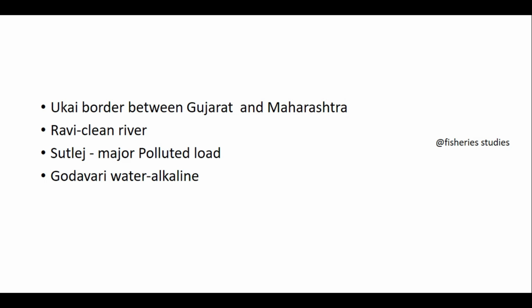Which is the cleanest river in the Indus system? Comparatively it is Ravi. Which river has more pollution load? Comparatively it is Sutlej. And interstate dams are most important. They have asked once a question like: what is the interstate dam among these? The correct option among them is Ukai. It is a major dam between Gujarat and Maharashtra. Godavari riverine waters are alkaline in nature.